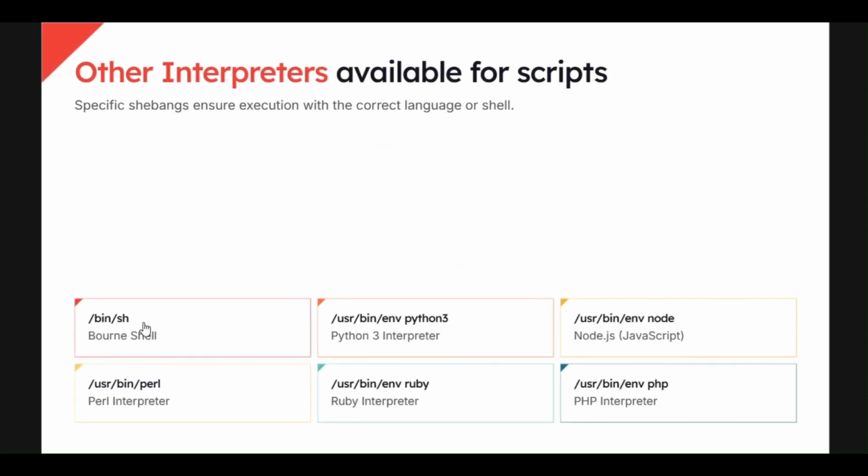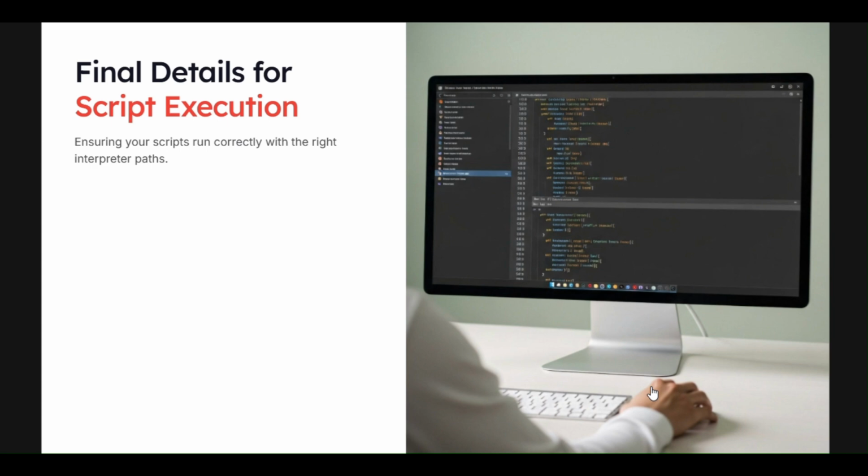As we are using /bin/sh right now, it is the Bourne shell. In the same way, we have other interpreters also, like the Python 3 interpreter, Node.js interpreter, Perl interpreter, Ruby interpreter and PHP interpreter. The final detail for script execution is ensuring your scripts run correctly with the right interpreter paths. As we have previously seen, which interpreter to use is based on your choice, but you must choose one.